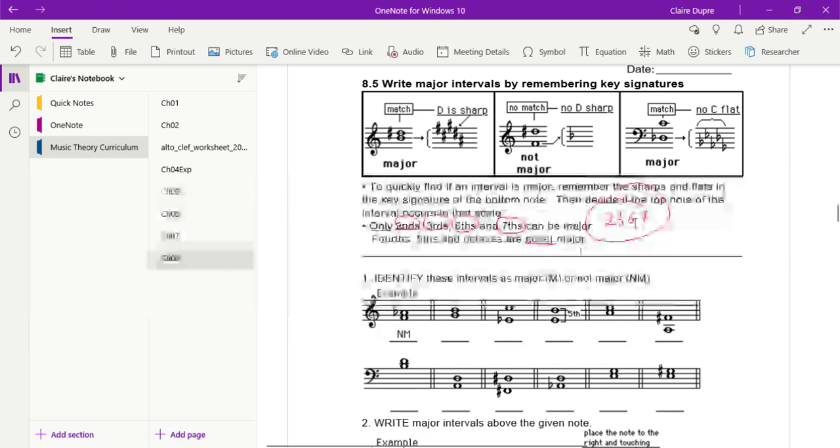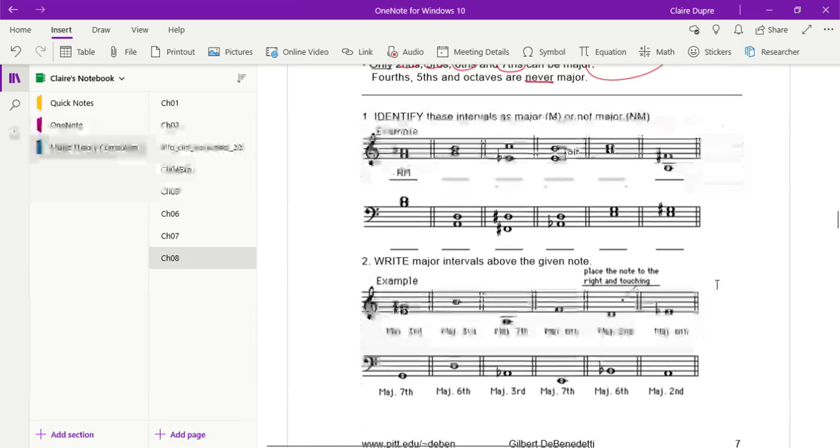Okay. So for example, here's our example here. This is a third. 1, 2, 3. Bottom note is B, B major. I know that there are 5 sharps, and I know that D is sharp, so there's a match. That's going to be major. Key of F only has a B flat. There's no D sharp, therefore it is not a match. D flat major. There's a C natural in there. We have B, E, A, D, G. There's no C flat in there, therefore it's a match. So match, not match, match.